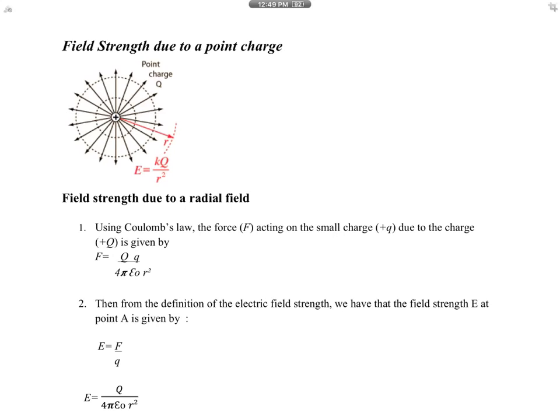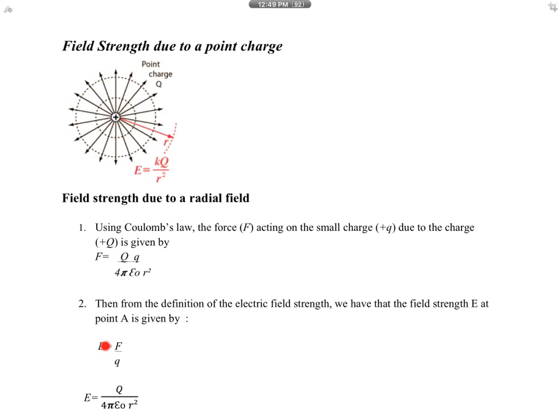Now, electric field strength, the formula or the definition, is F over q. But if I substitute the force into here, Q q over 4 pi epsilon naught r squared, you notice the small q will cancel, so you're only left with one Q at the end. So this is the formula for electric field strength. So the question is, when do we use this formula and when do we use this formula? What is the difference?